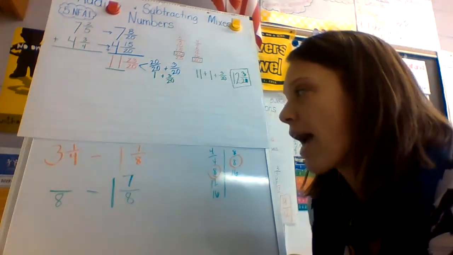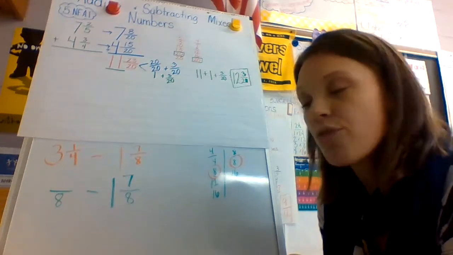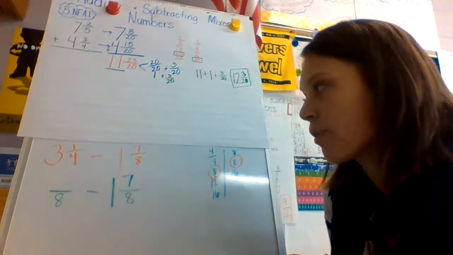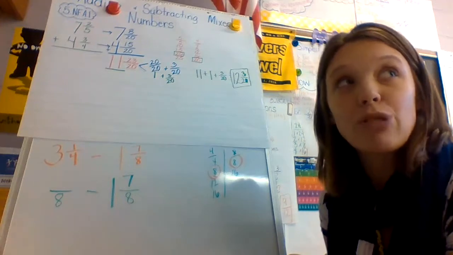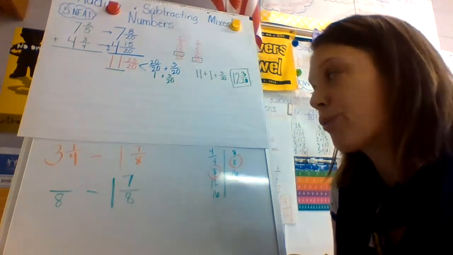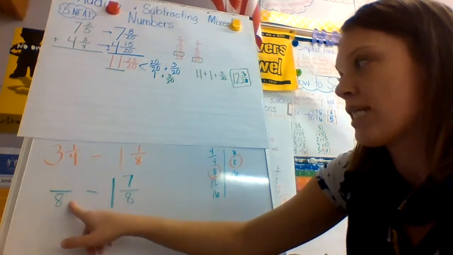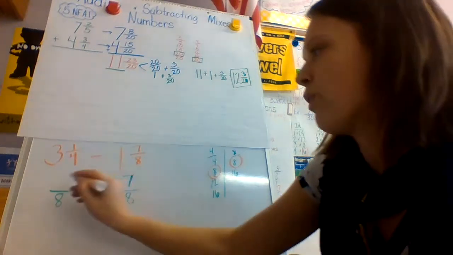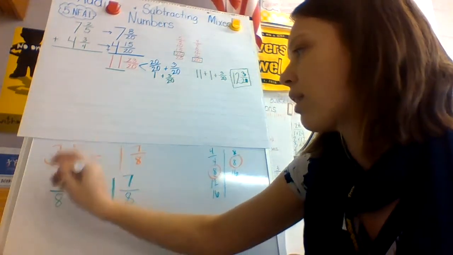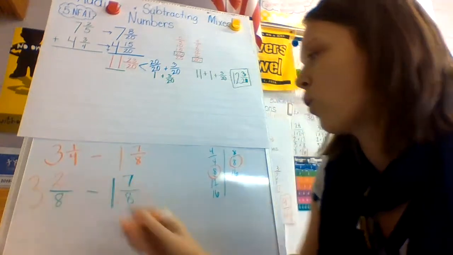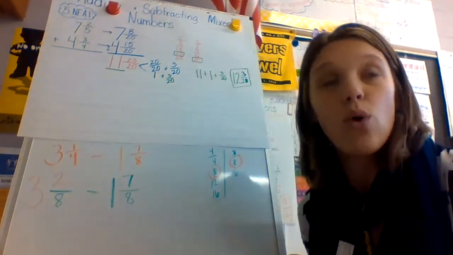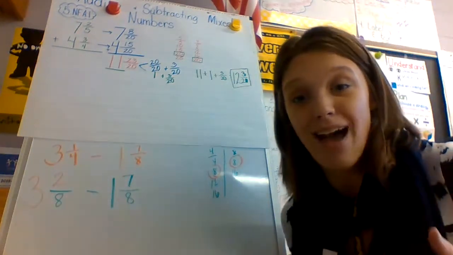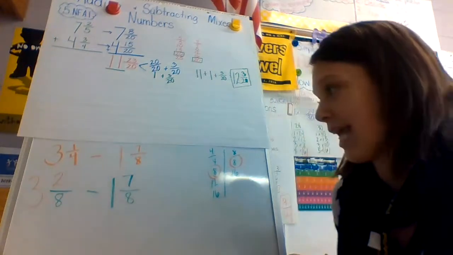We look at our next fraction. We ask ourselves, how did we get from 4 to 8 as a denominator? We multiplied by 2. Whatever you multiply with the denominator, you multiply with the numerator. So if 4 times 2 is 8, then 1 times 2 is 2. And then we just carry down our whole number. Now we can subtract because our denominators are the same.